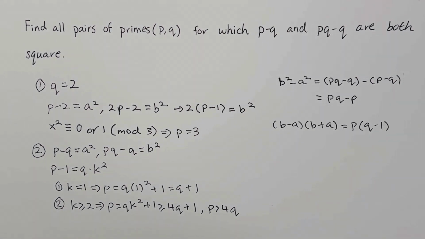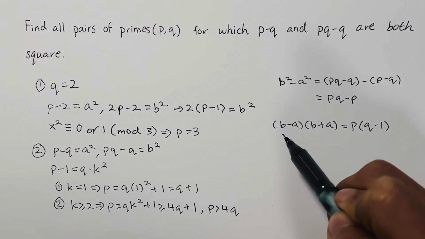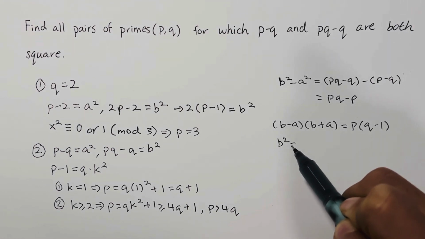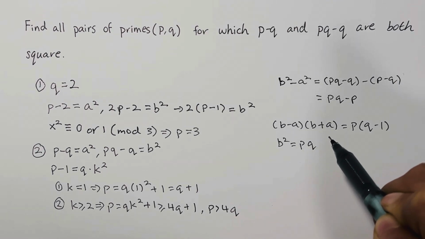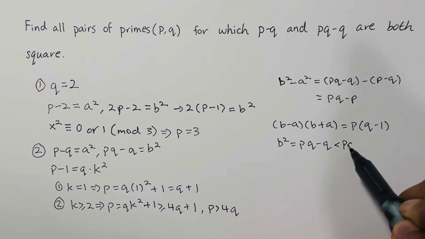Now the crucial step, p is a prime number. If a prime divides a product, it must divide one of the factors. So p must divide b minus a or p must divide b plus a. Now let's check the sizes of these numbers. Recall that b squared equals pq minus q. This is less than pq, obviously.